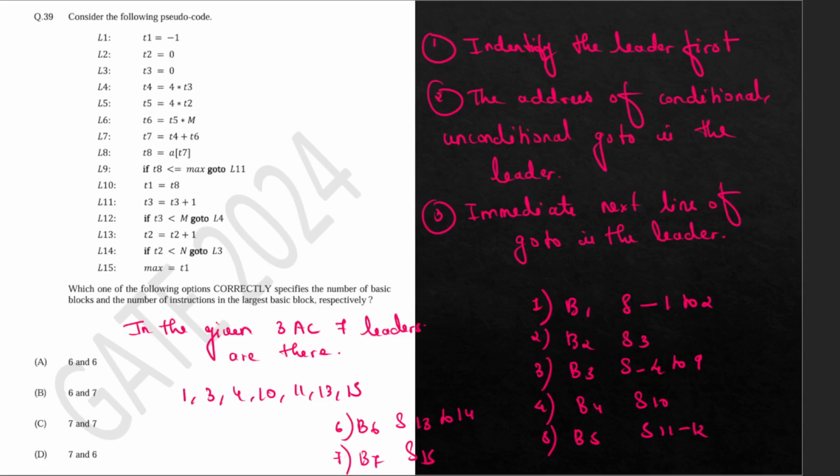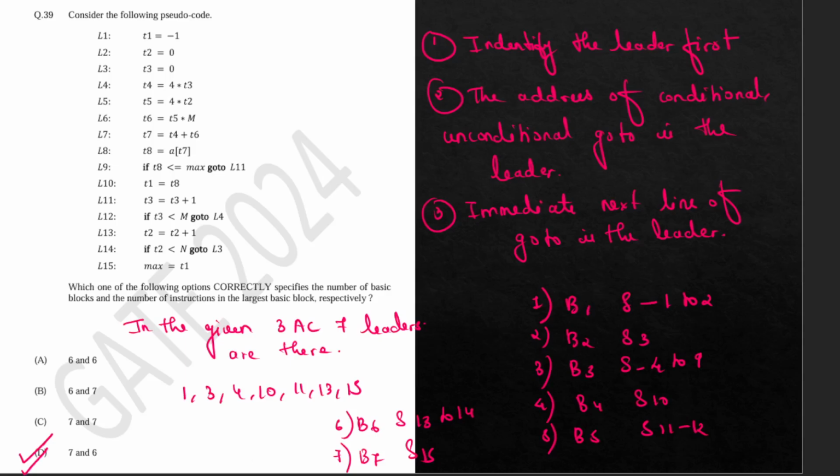Okay, everyone? So the total number of basic blocks is 7 and the largest basic block is B3, which contains a total of 6 instructions. So that is why the correct answer here is D. D is the correct answer. I hope you also got the same answer as mine, and for those who haven't calculated the answer, here is the explanation.